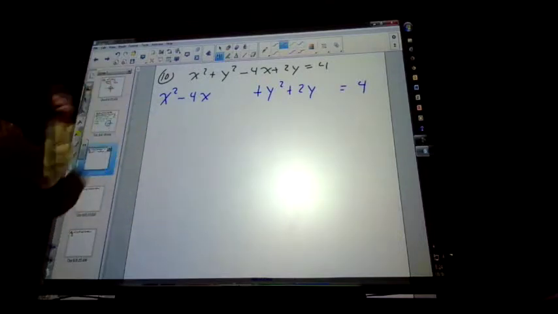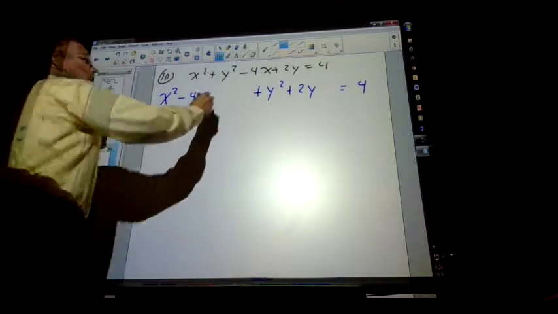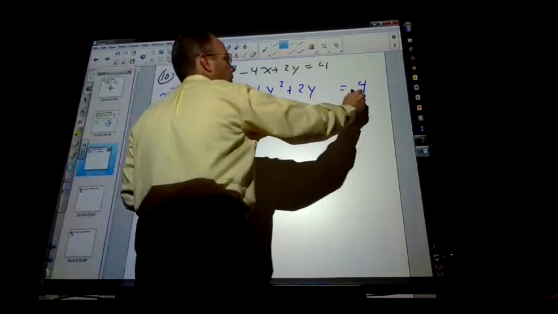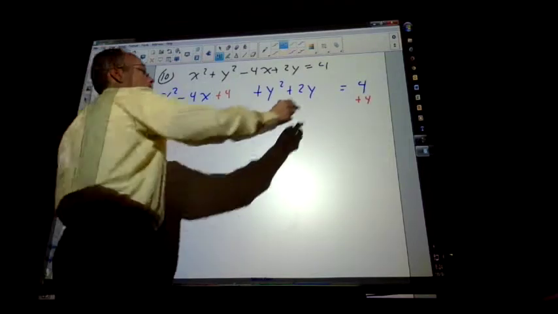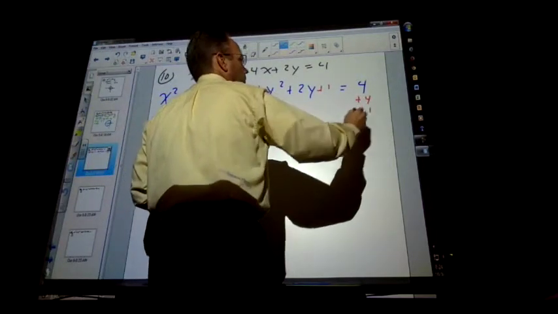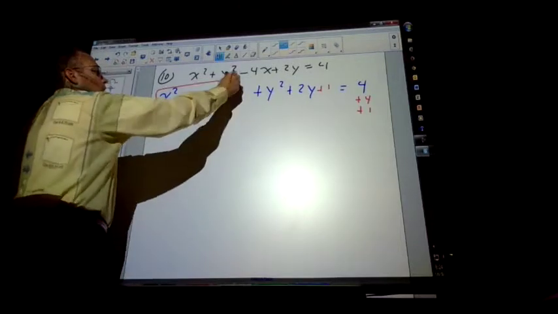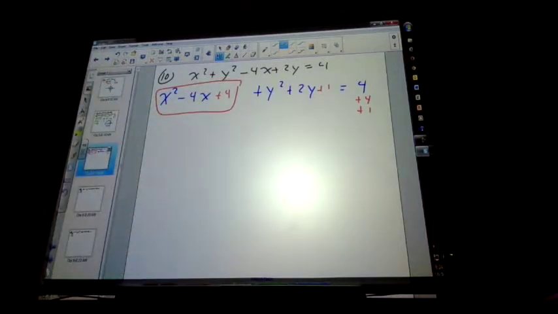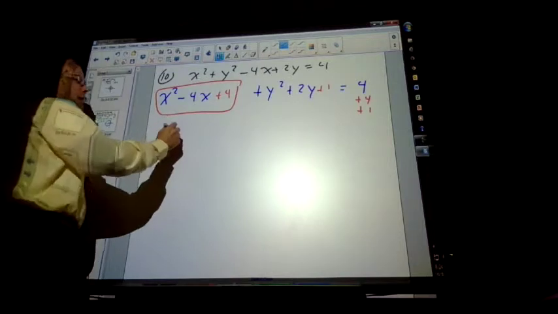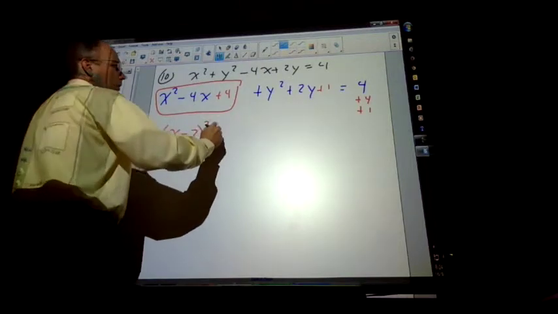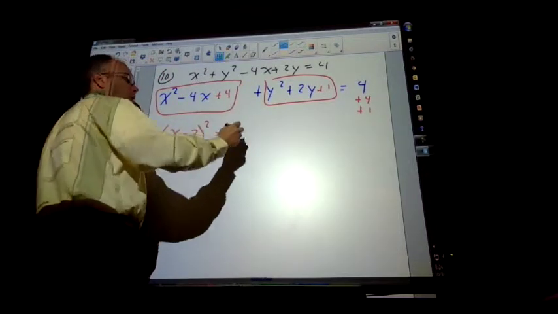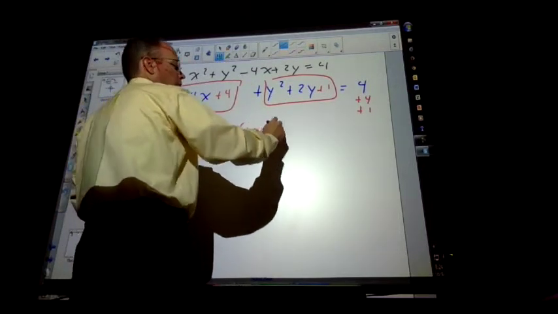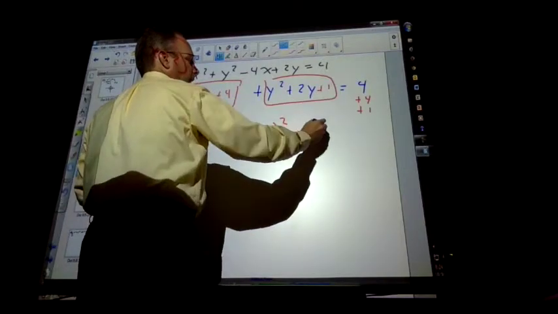Okay, half of -4 is -2, and -2 squared is 4, so add 4 to both sides. Half of 2 is 1, and 1 squared is 1. This is my complete square. If I factor that, it becomes x minus 2 quantity squared, plus a complete square right here, y plus 1 quantity squared. Add this up, I'm going to get 9.